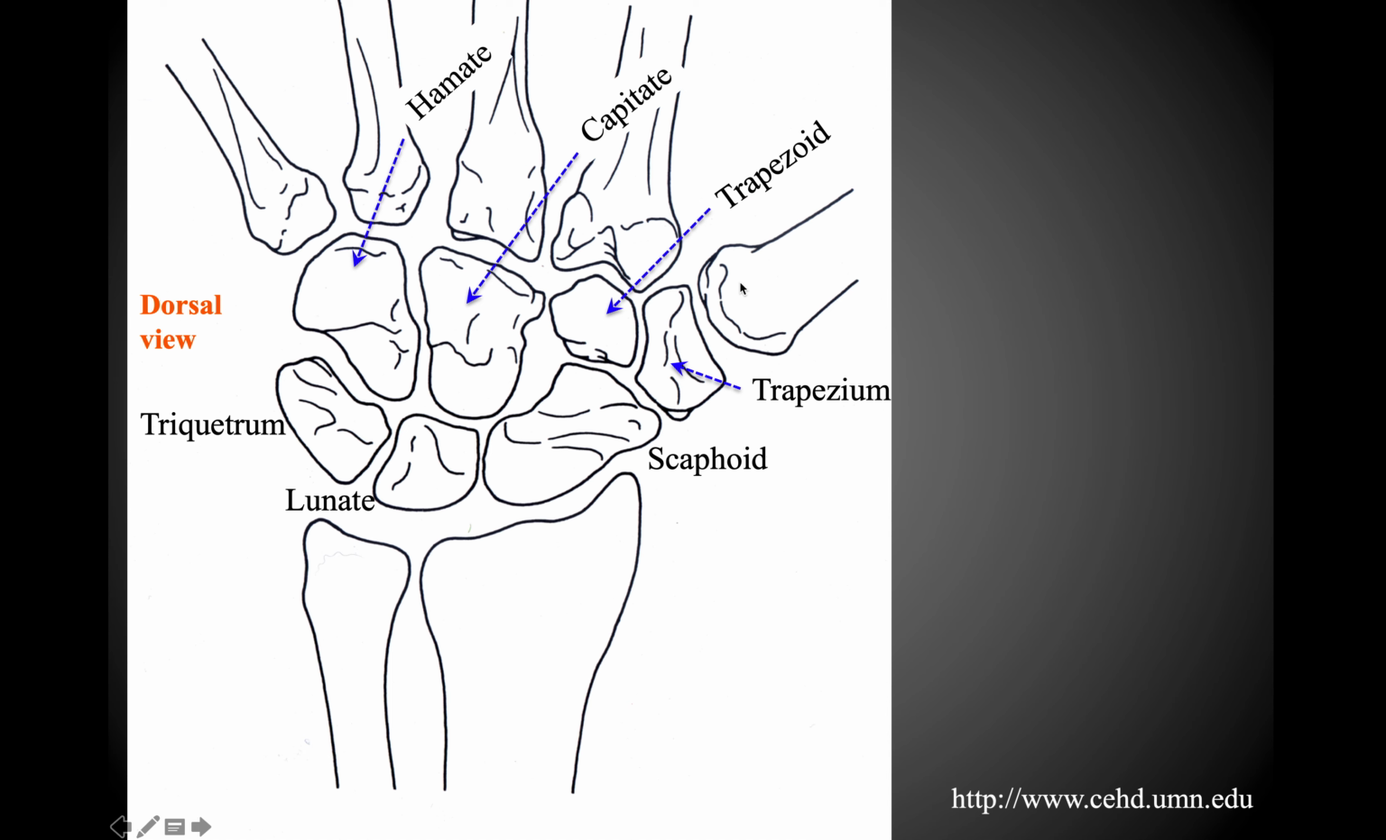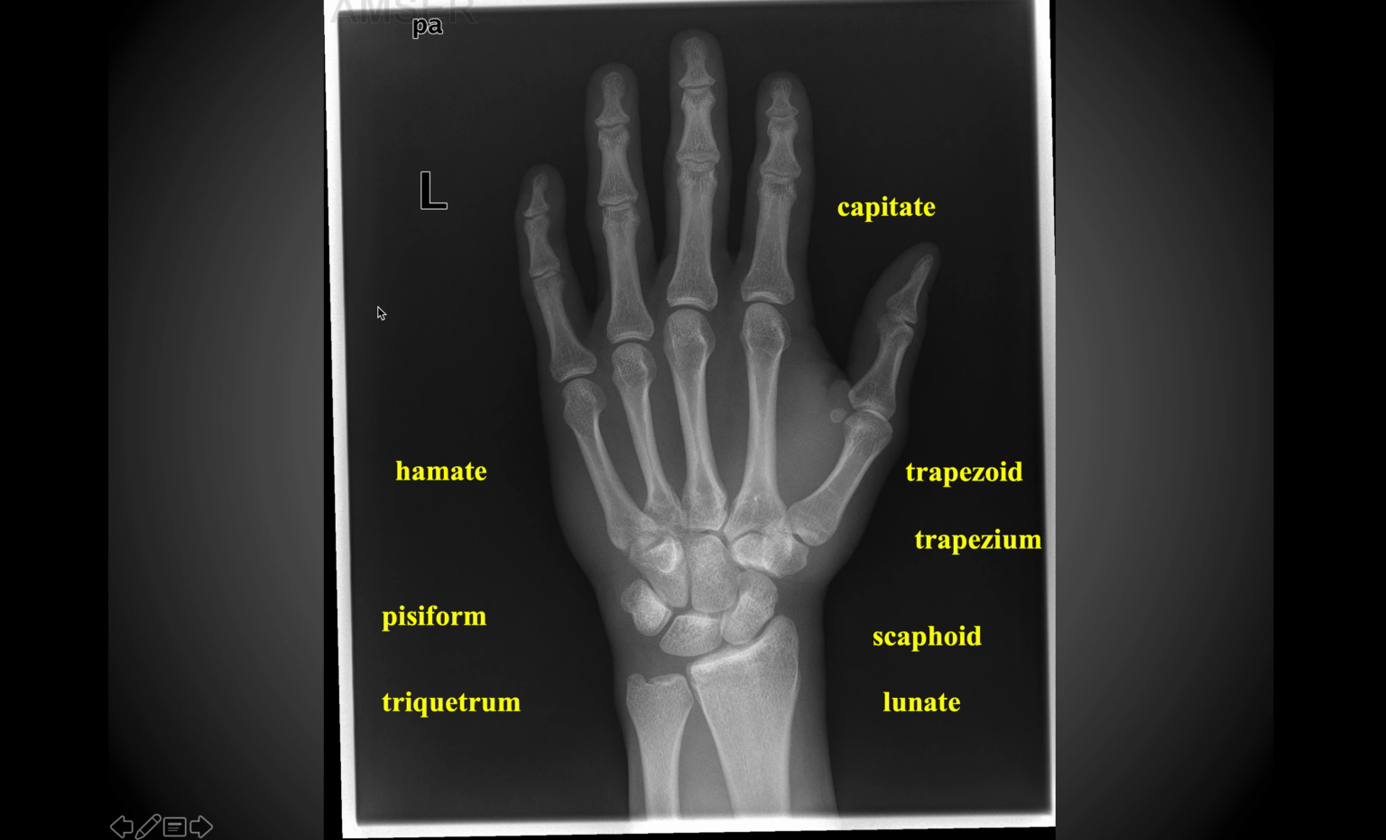Now we have a dorsal view, looking at these bones again. So here we can see scaphoid, lunate, triquetrum. Remember, you're not going to be able to see pisiform from this view. Trapezium, trapezoid, capitate, and then hamate most medially.